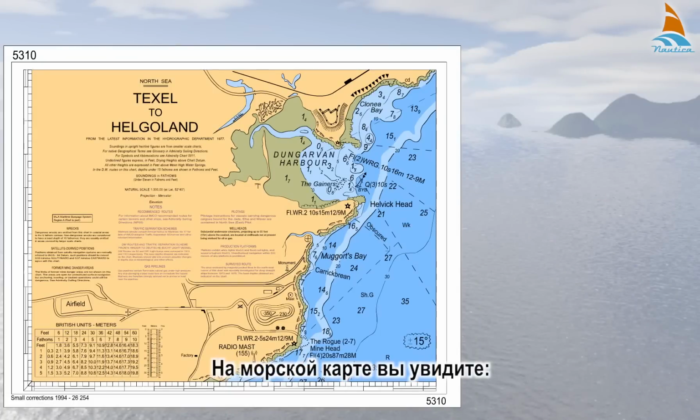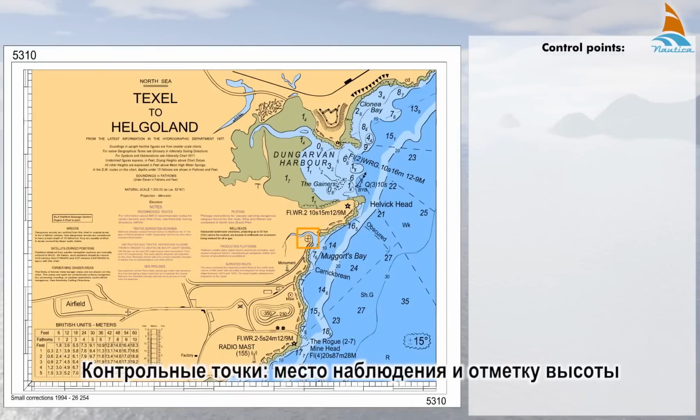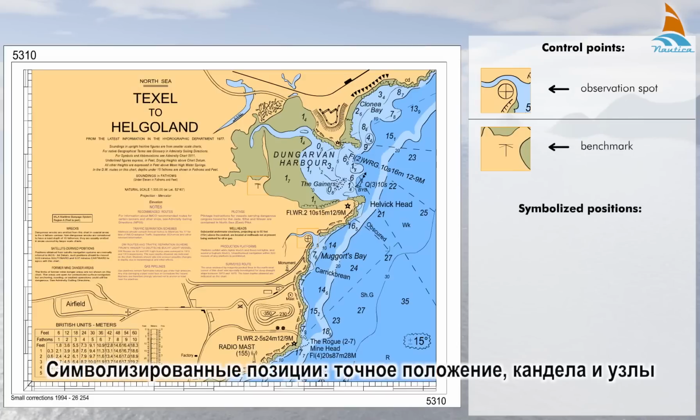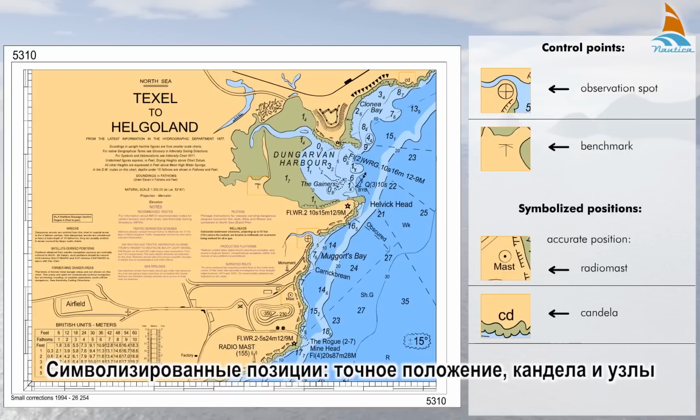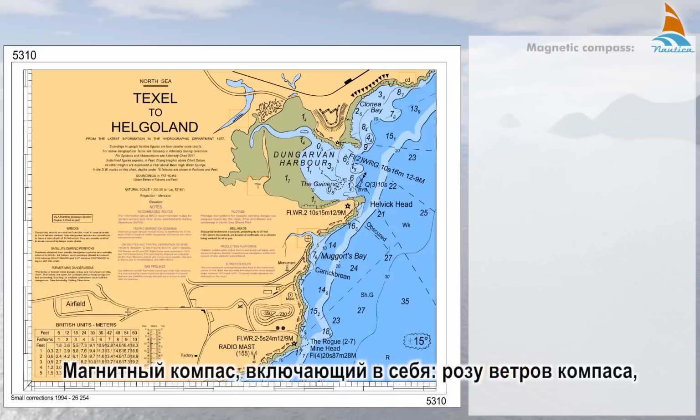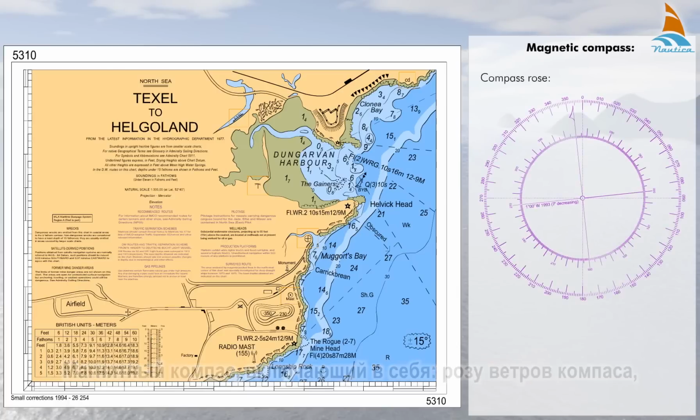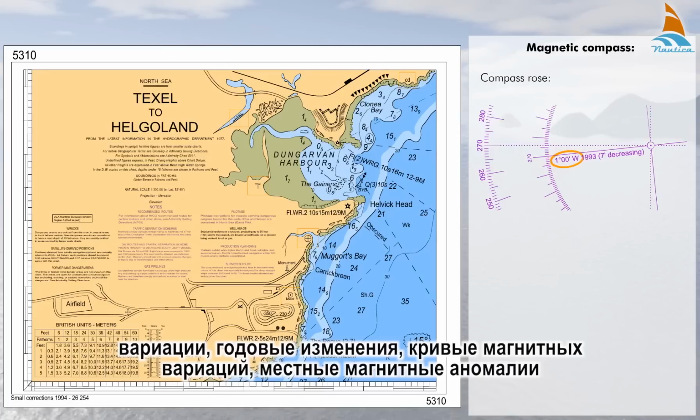On the nautical chart, you'll also see control points including observation spot and benchmark, symbolized positions including accurate position, candela, and knot, magnetic compass including compass rose, variation, annual change, magnetic variation curves, local magnetic anomalies.